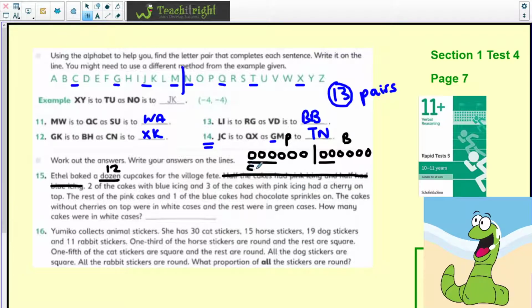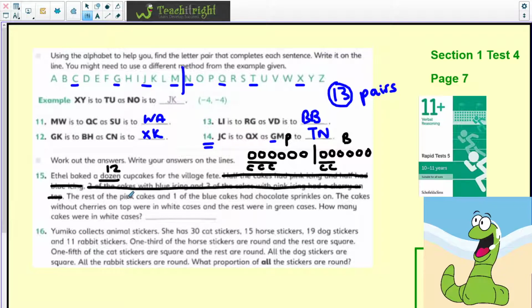So I'm just going to do a little code here. I'm just going to put a C underneath. I haven't got very long to do this. And remember, the reason I'm not colouring any of them in, of course, is because you wouldn't have that in your exam. So you couldn't get out your colouring pencils, unfortunately. So 2 cakes with blue icing and 3 cakes with pink icing had a cherry on top. So I've dealt with that bit of information.